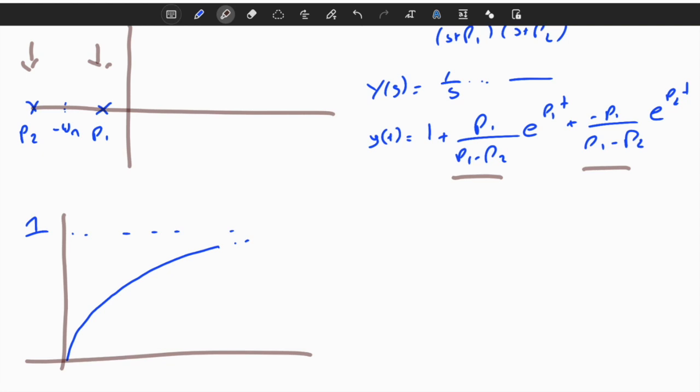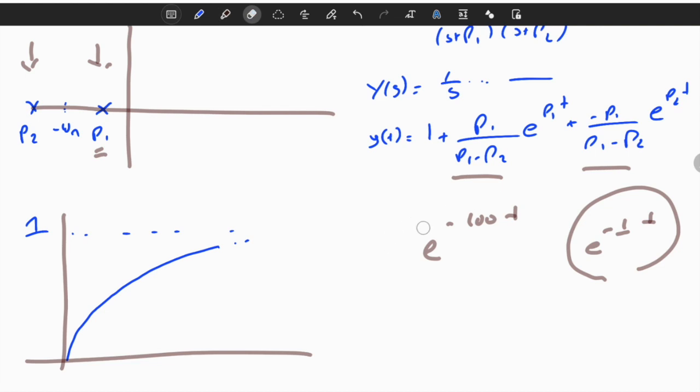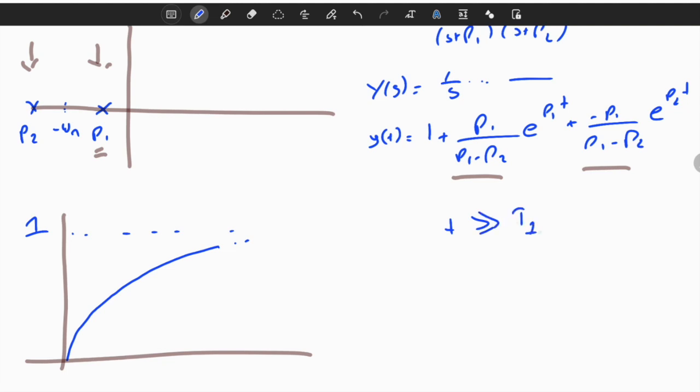So which is slower? Of course, P1 is slower, because e to the power minus 100t, compared to e to the power minus 1t, will go to 0 very quickly. So if I have a two-pole system, at minus 1 and minus 100, it will be dominated by the slowest pole. And again, for the second order system, when time is larger than the slowest time constant, the slowest pole will dominate the behavior, and it will act like a first order system.